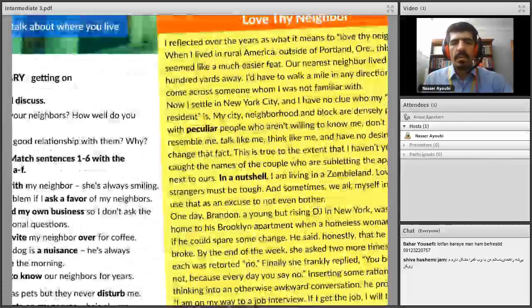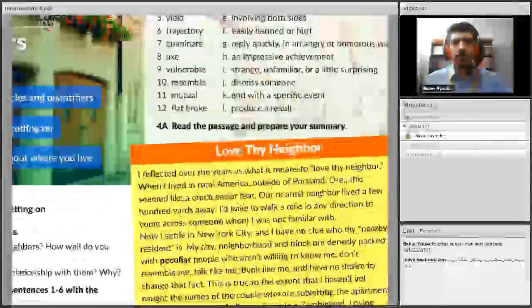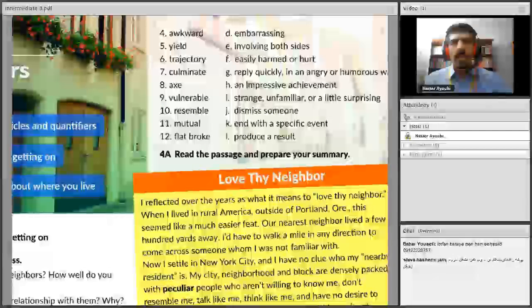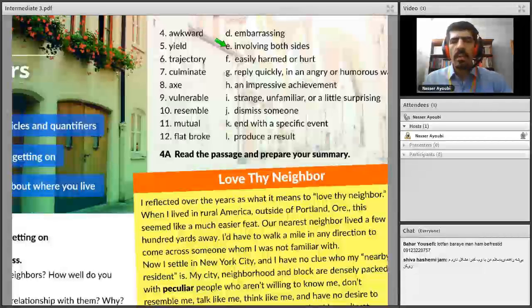Next one. Mutual. Mutual is E. Involving both sides. Mutual. Mutual life, for example. Involving both sides.